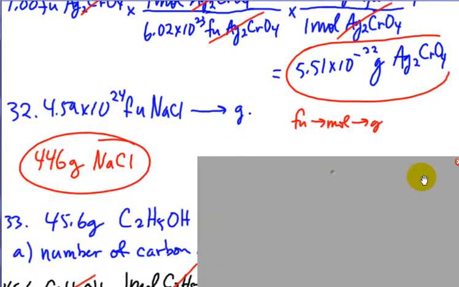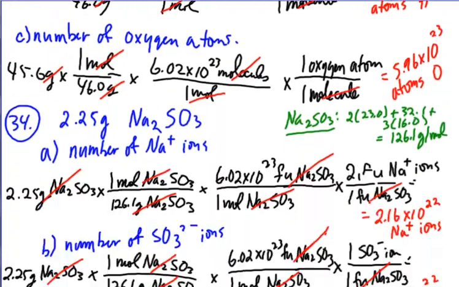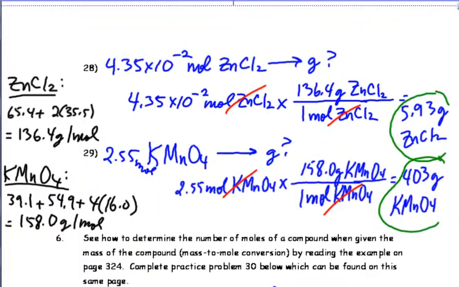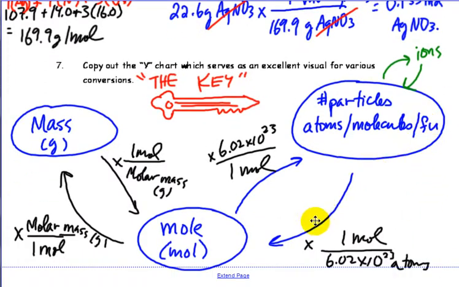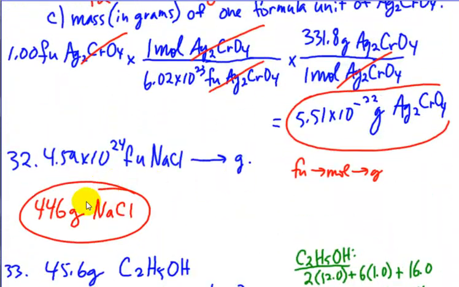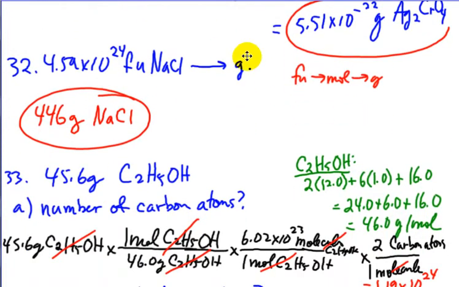Now let me see here what I have, because I don't think I worked through all of these. Let's see, I worked through that. So if you look at 32 here, 4.59 times 10 to the 24 formula units of sodium chloride, how many grams is that? That's very similar to part C of this question here. So from formula units to grams, you have to go through moles, then grams. So you should likely do this question. The answer that you should get is 446 grams of sodium chloride.